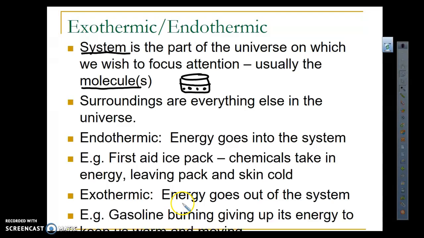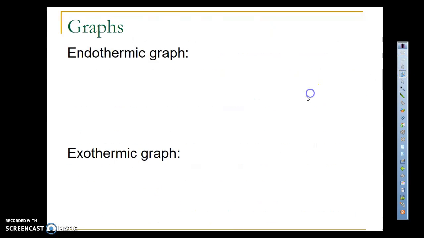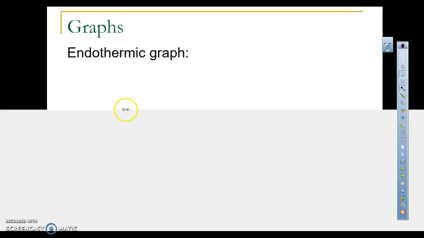Now, feeling warmth or feeling cold is not always the way to define it. We're going to look at some systems that give up energy and change state. But if you think about just like an ice pack or gasoline burning, you would feel the change in temperature there because the heat flow is into the system or into the molecules for endothermic and out of the molecules for exothermic. But let's take a look at some other systems too.